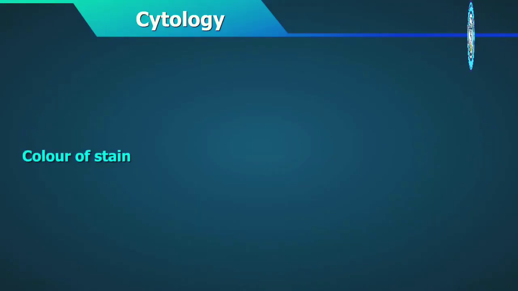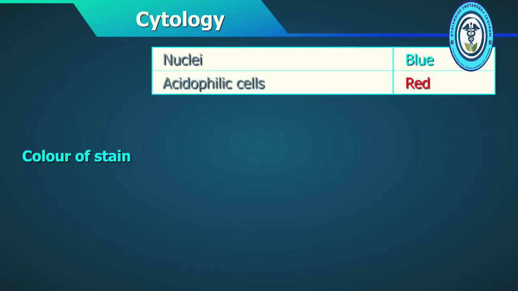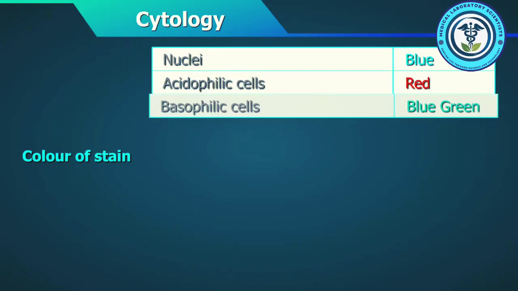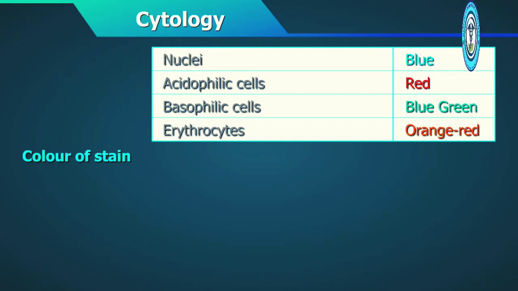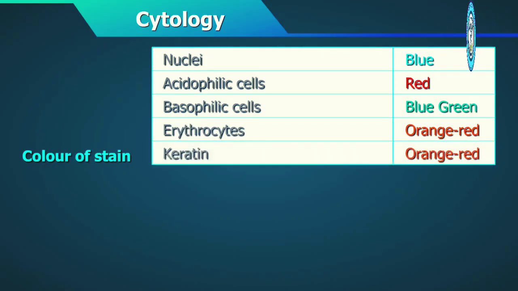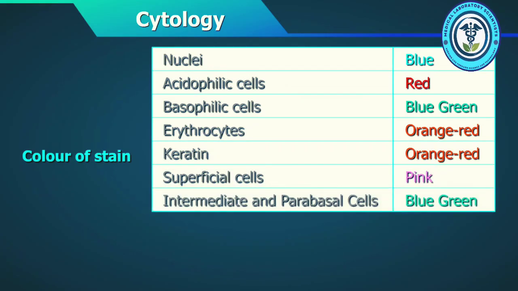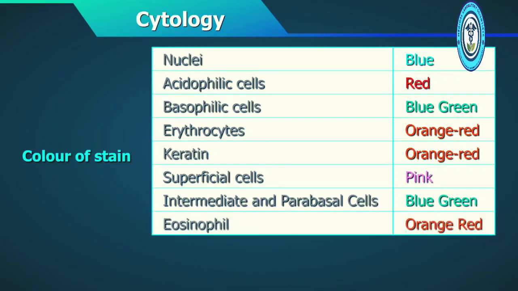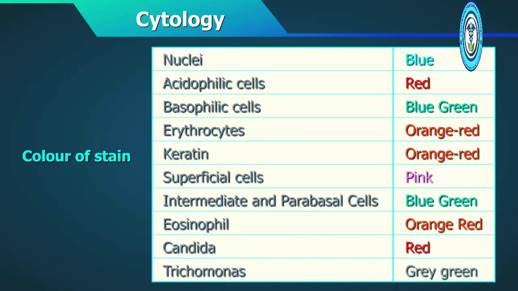The color of the stain. Nuclei will be stained blue, acidophilic cells red, basophilic cells blue-green, erythrocytes orange-red, keratin orange-red, superficial cells pink, intermediate and parabasal cells blue-green, eosinophils orange-red, Candida red, Trichomonas gray-green.